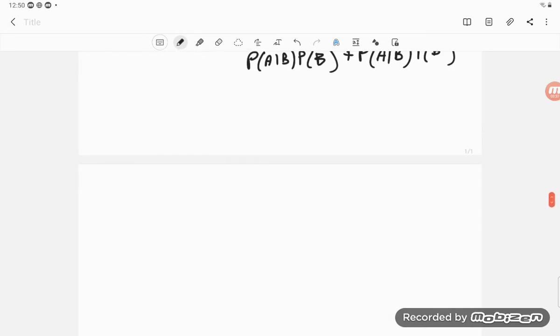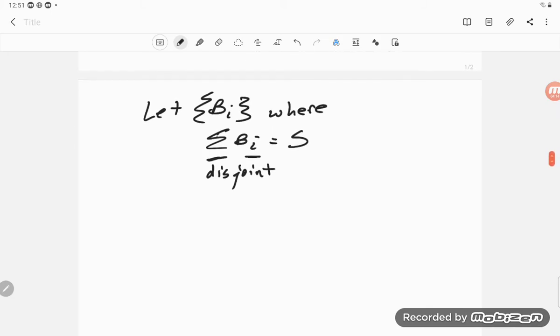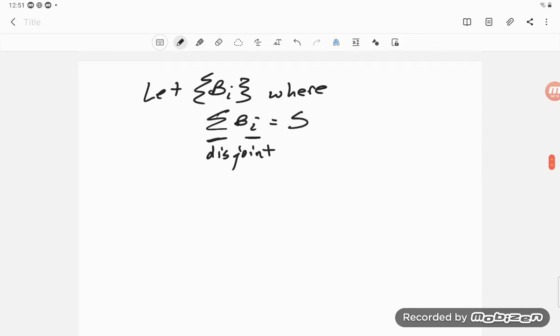And even more generally, if we take a set of B sub i where the sum of the B sub i is equal to the sample space. So again, by using the sum, I've said these are disjoint. Okay, so they're disjoint. And then by saying they equal the sample space, they cover everything.